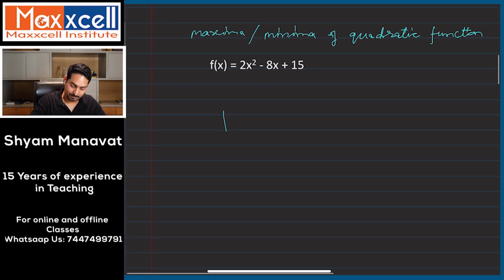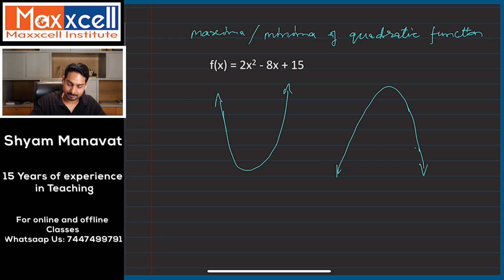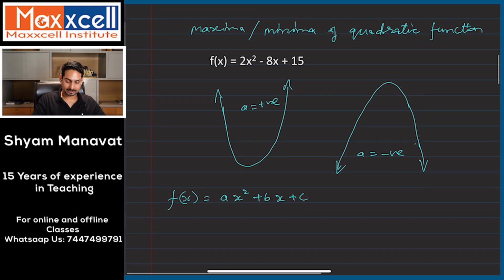Parabola could be upward or downwards, depending on what? Come on, depending on what? Depending on the sign of the coefficient of x square. If you compare the function with the general form of quadratic equation, which is ax square plus bx plus c, then this is upward when a is positive, and this is downward when a is negative. Okay, that's how it works.